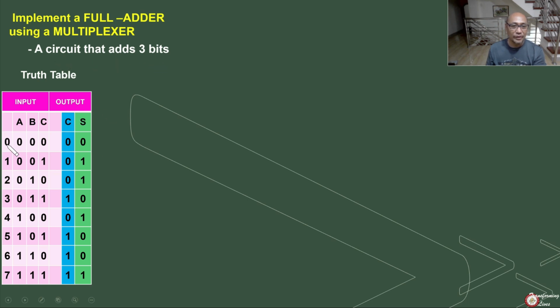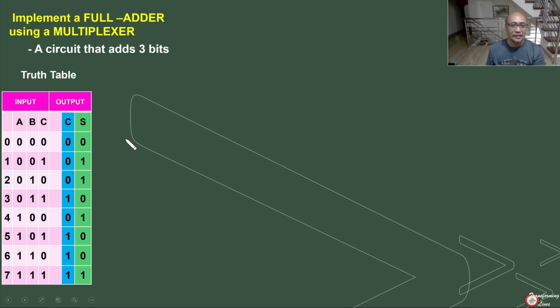And as we can see, if we add 0, 0, 0, that will be a carry of 0 and a sum of 0. 0, 0, 1 will be a sum of 1 and carry 0. 0, 1, 0 will be a sum of 1, carry 0. 0, 1, 1 will be a sum of 0, carry 1. 1, 0, 0 will be 1, carry 0. 1, 0, 1 is 0, carry 1. 1, 1, 0 is 0, carry 1. And 1, 1, 1 is equal to the sum of 1, carry 1.